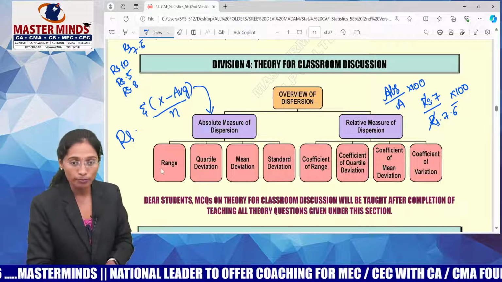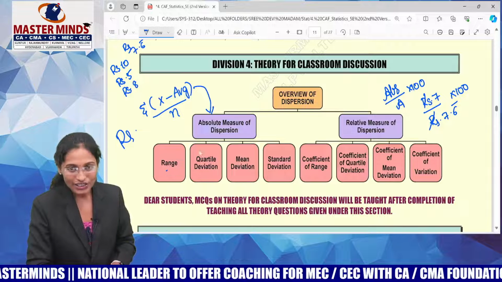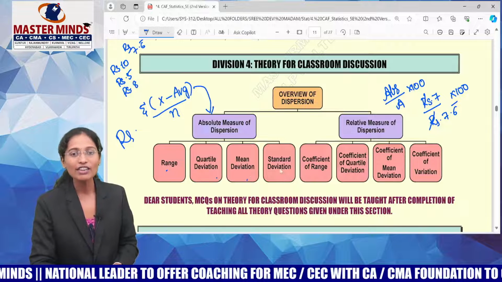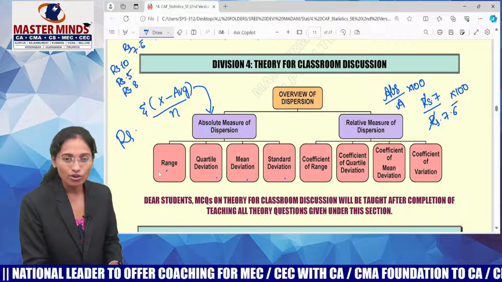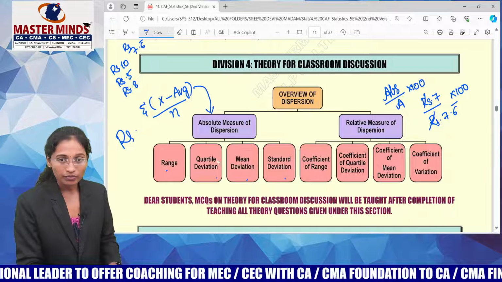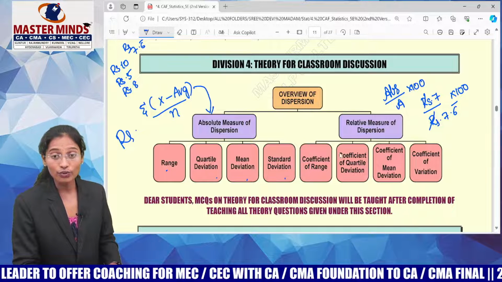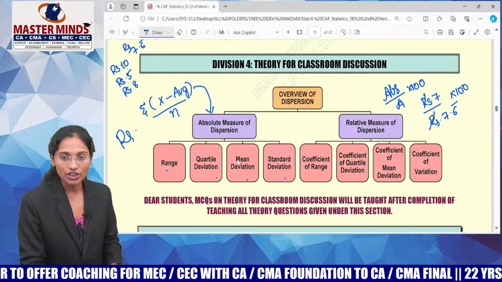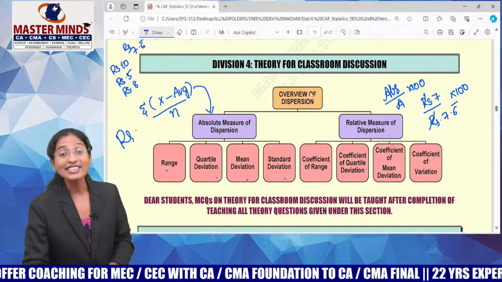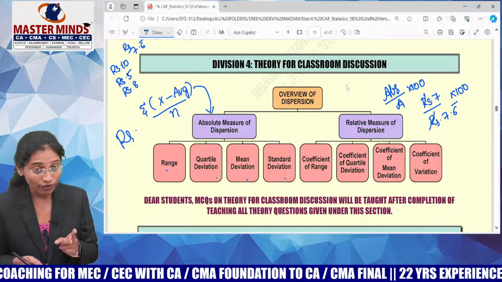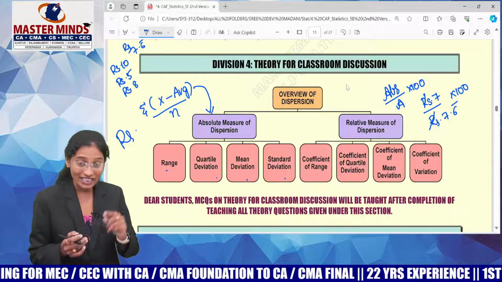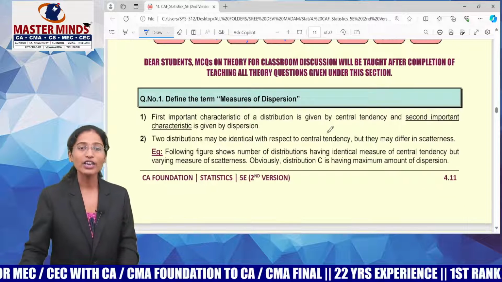Means what are your absolute measures? Let's have a look at them. Range, quartile deviation, mean deviation, standard deviation. Coefficient of range, coefficient of quartile deviation, coefficient of mean deviation. Standard deviation has a different relative measure, guys, which is called coefficient of variation.